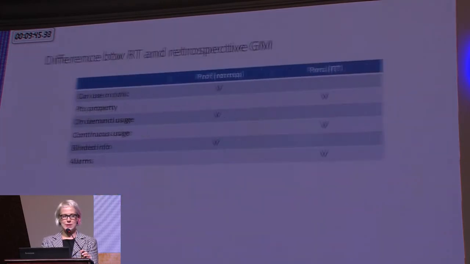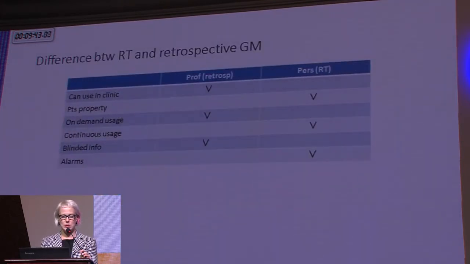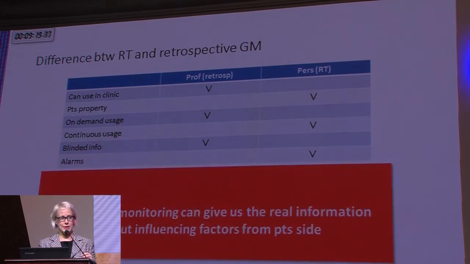So what are the differences? I just put it in one table. We can use professional monitoring in clinic, while real-time is for personal usage, and it's the patient's property. We can use the retrospective monitoring on demand, and continuously we can use the real-time monitoring. It's blinded information in professional, and we have alarms in real-time monitoring. So the main conclusion here is that professional monitoring can give us real information without influencing factors from the patient's side.